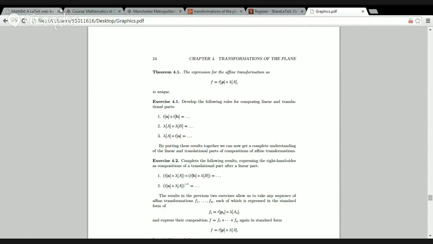Okay, but let's do an actual calculation then, to make it a bit more concrete. So we're going to talk about this affine transformation here. This is exercise 4.3.